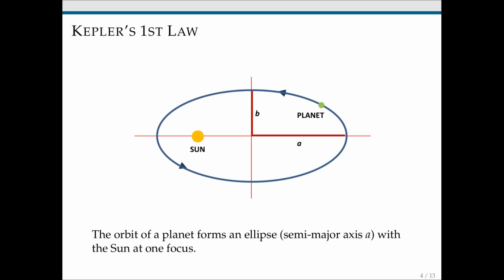So what are Kepler's laws? Kepler's first law states that the orbit of a planet forms an ellipse with the sun at one focus, as shown in this diagram here. For bookkeeping purposes, I'll denote the semi-major, or long axis of the ellipse, as A, and the semi-minor, or short axis, as B.